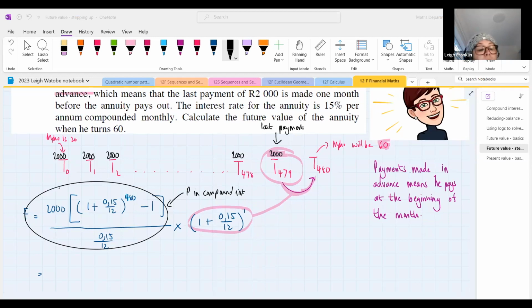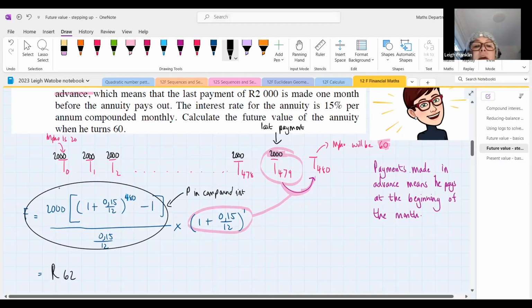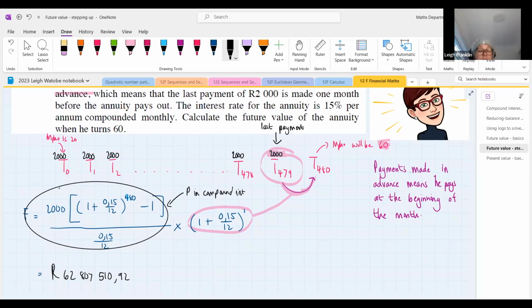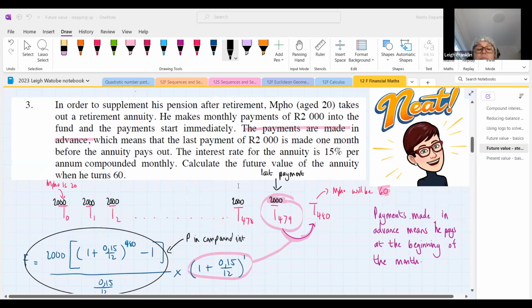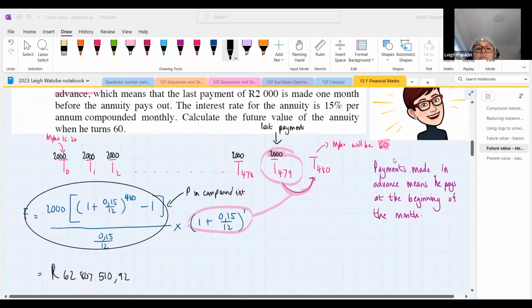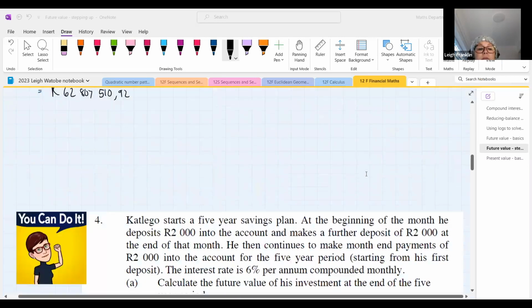No problem. All right. So Mpho is very wise, isn't he? Because look at the amount of money he would be able to save himself by the time he retired. So that's why it's always a good idea to start saving early. All right, good job, everybody. Are there any other questions before we move on? We're all good? Okay, let's go on.